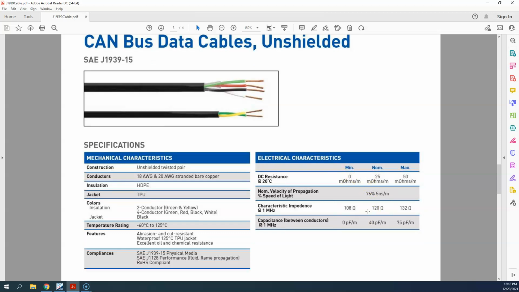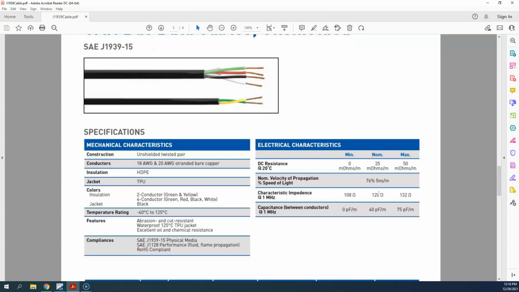The propagation, we're not going to worry about that. That's the percentage of the speed of light that it takes the signal, the time for it to travel. It's 5 nanoseconds per meter. So nano is 10 to the -9th. That's how fast the signal goes. Not anything we need to worry about at 500K or 250K CAN bus.